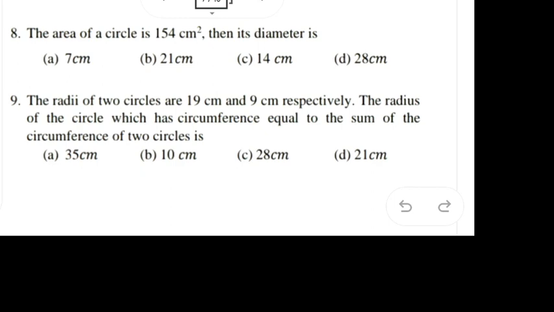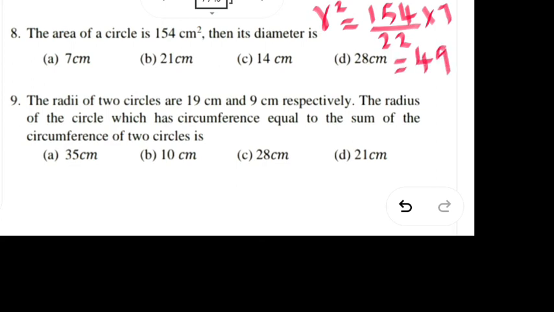Eighth one. The area of circle is 154 centimeter square. Then its diameter is. Area of circle, what is the formula? Pi r square. So pi r square is equal to 154. So r square is equal to what is it? 154 divided by pi. 154 divided by pi meaning 154 divided by 22 by 7. So what is it? If you simplify, you will get r square is equal to 49. R square equal to 49 meaning r equal to root of 49. Root of 49 meaning it is equal to 7.